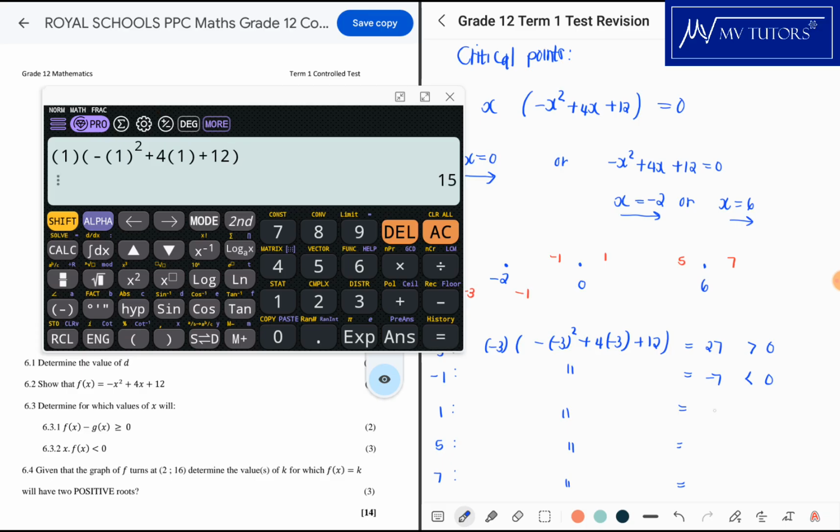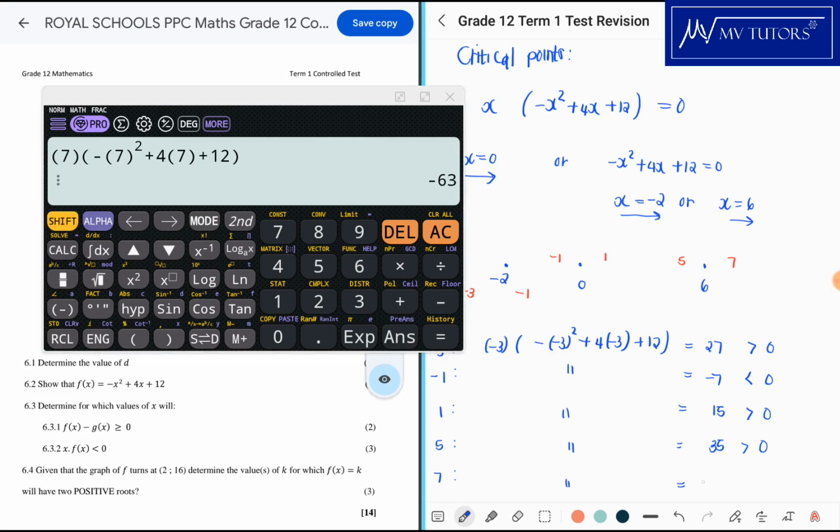And then we get 15, so that's bigger than 0. And then we're going to put there 5. So that's the nice thing about not deleting on your calculator but leaving the answer there. So we have 35, bigger than 0. And then lastly we have 7, which comes after 6.